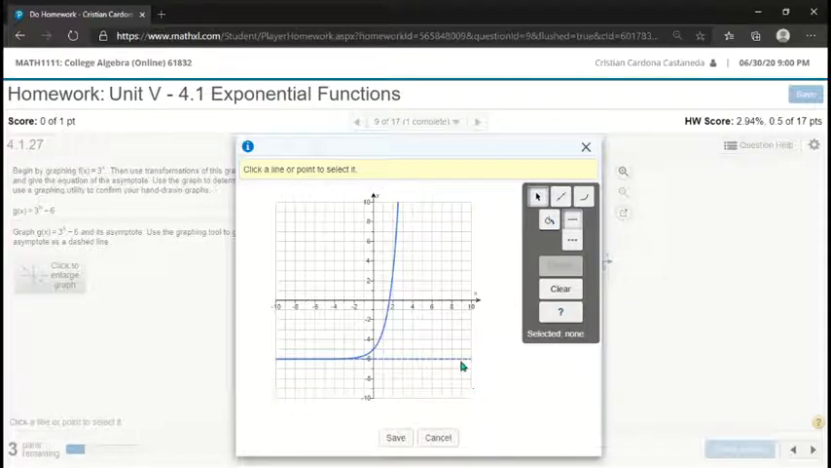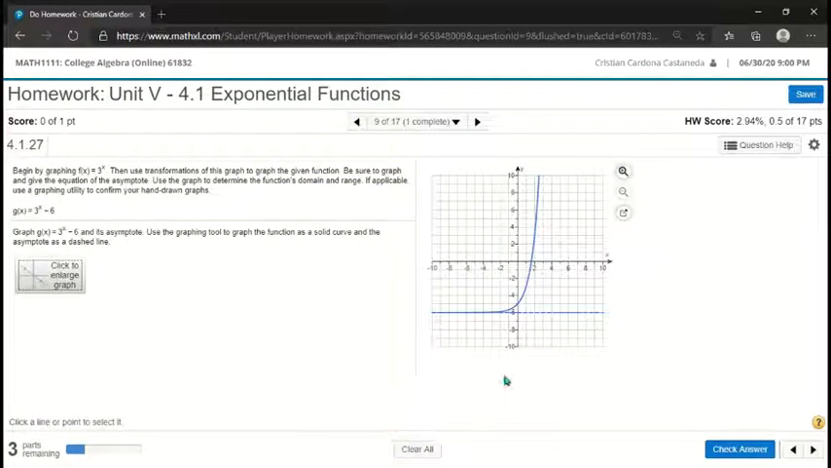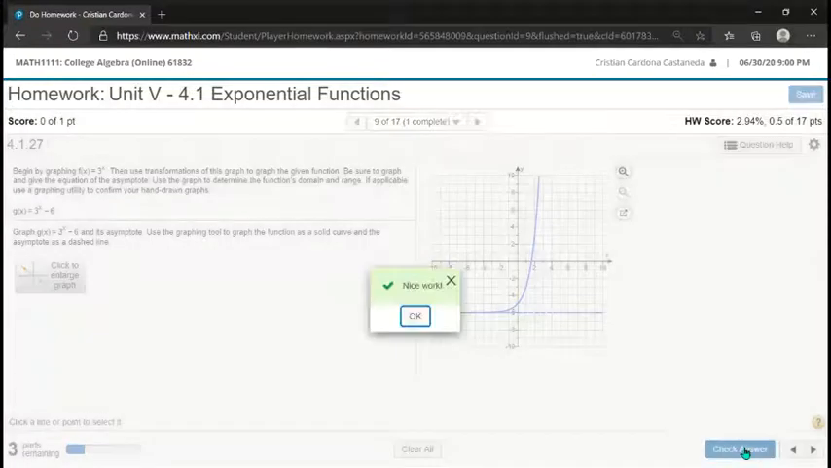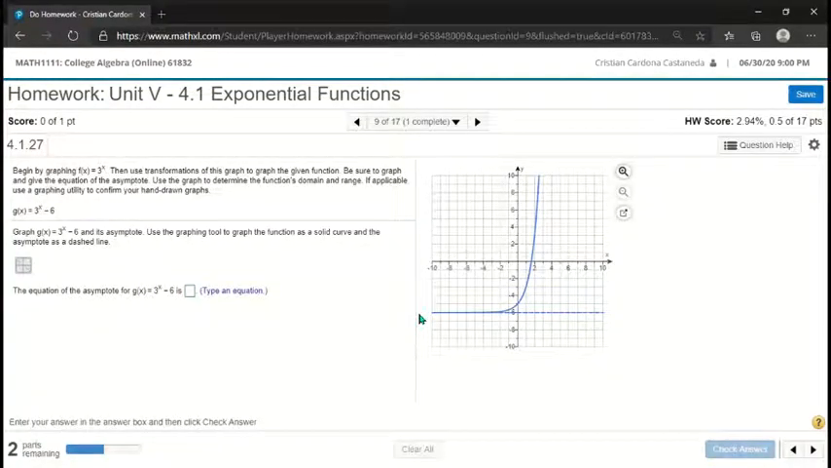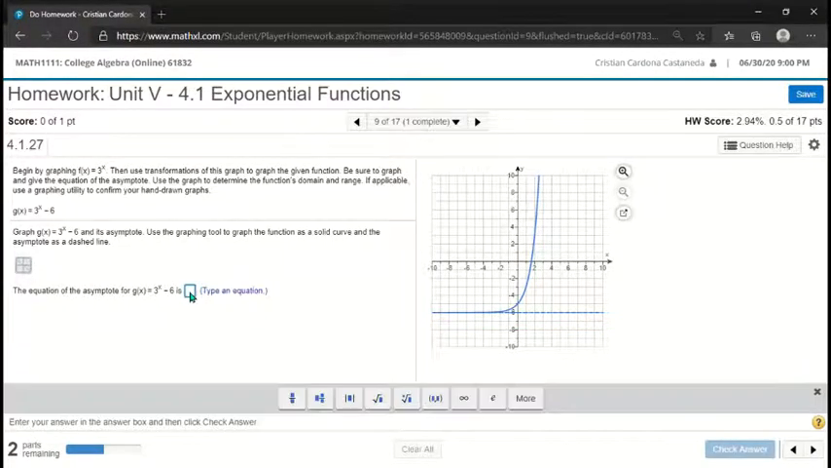Okay, I don't know if you can see it, but here's that dotted line at y equals -6, and here's the exponential graph of 3 to the power x minus 6. So I'm going to check, make sure that we're doing it correctly. Perfect. Then the next thing is typing the equation of the asymptote. Since it says type an equation, we say y equals whatever this value is, in other words, -6.